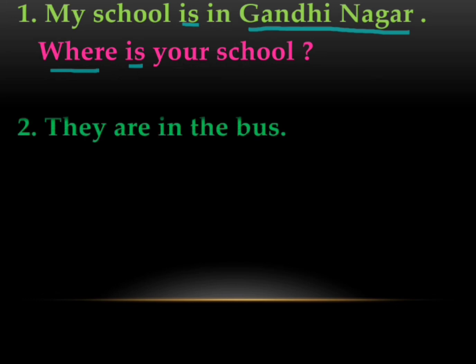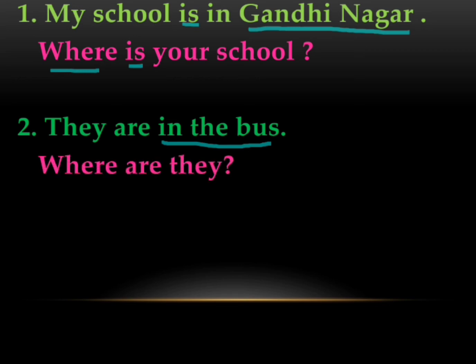The next example. They are in the bus. We can take the clue word as in the bus. This also represents a place. Where? So where is the word which shows the place. So the question is: where are they? So where represents the place. Are is the auxiliary verb in the statement already, so we use are, and they is the subject. So where are they? Question mark.